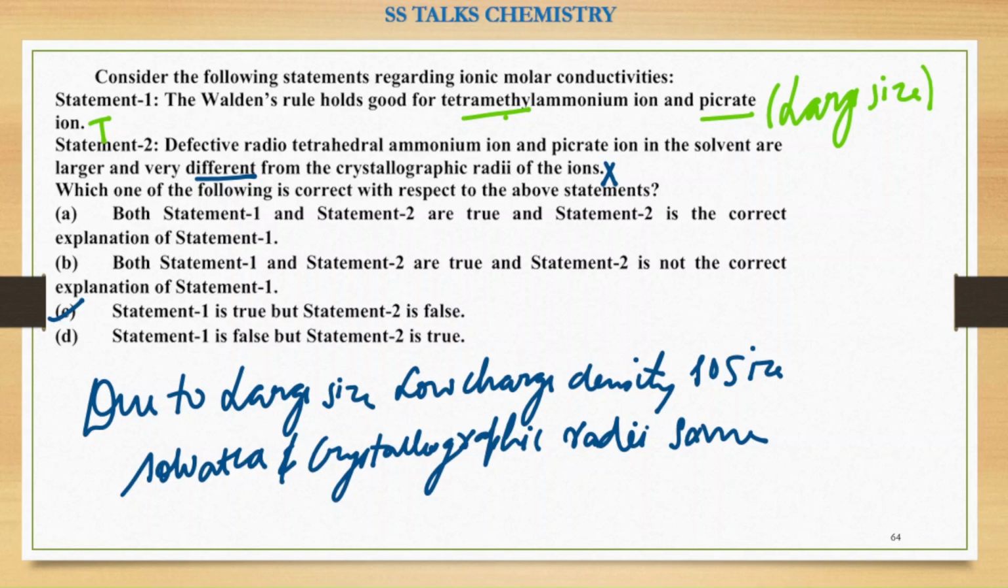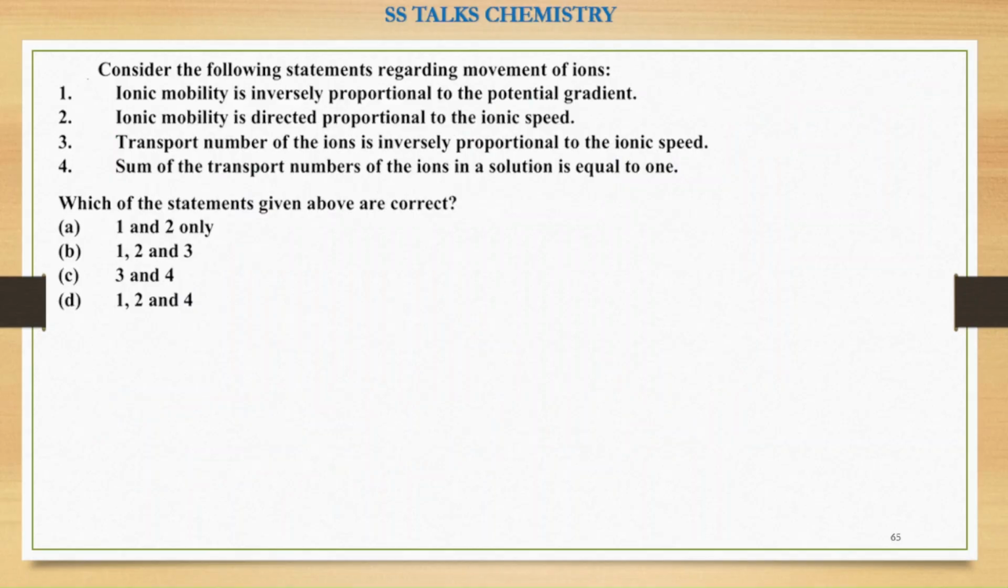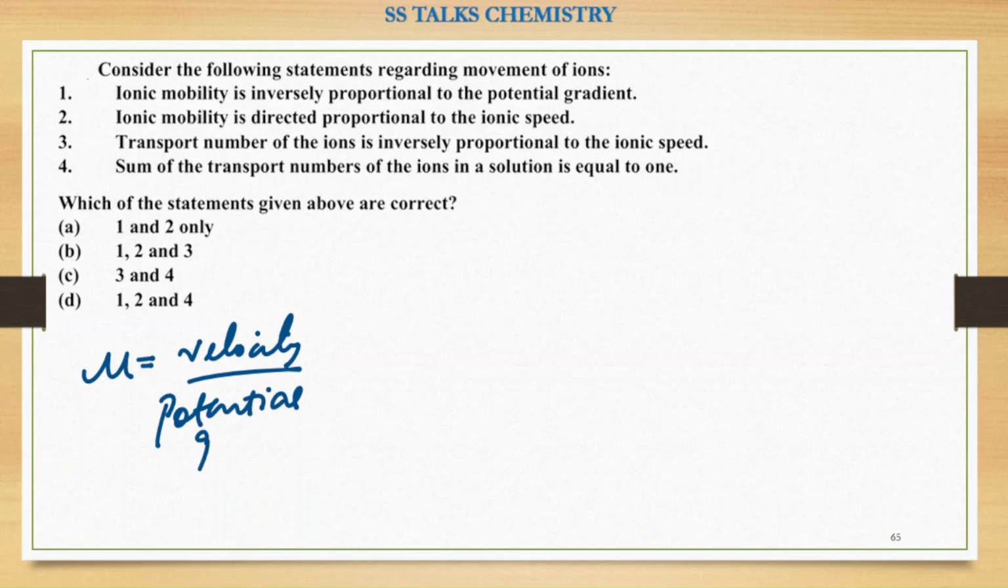Next one we have is this question. It says, consider the following statements regarding the movement of the ions. The ionic mobility is inversely proportional to the potential gradient. We know that ionic mobility is velocity upon the potential gradient, so the first statement, saying it's inversely proportional to the potential gradient, is the true statement. Next, ionic mobility is directly proportional to the ionic speed. Again, this is a true statement, directly proportional to the velocity or the speed.